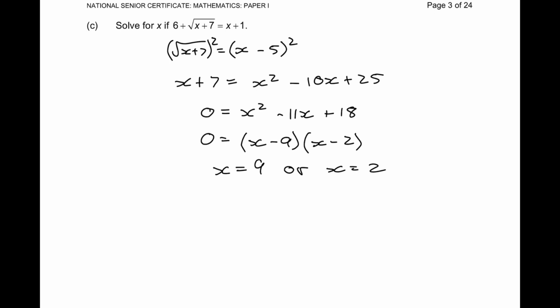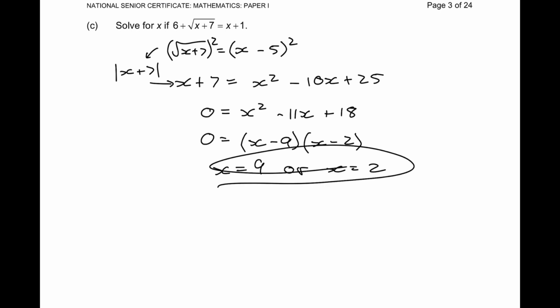A lot of people leave their answer at this point, and unfortunately, you'd be wrong because of this part here where you are square rooting something and then squaring it again, and you just leave it as x plus 7. It technically should be, and you don't need to worry about this, it's just for your own interest, the absolute value of x plus 7. And because of that quirky little step there, and we just simply writing it as x plus 7, we have solutions that may not always be true. So we need to check them.